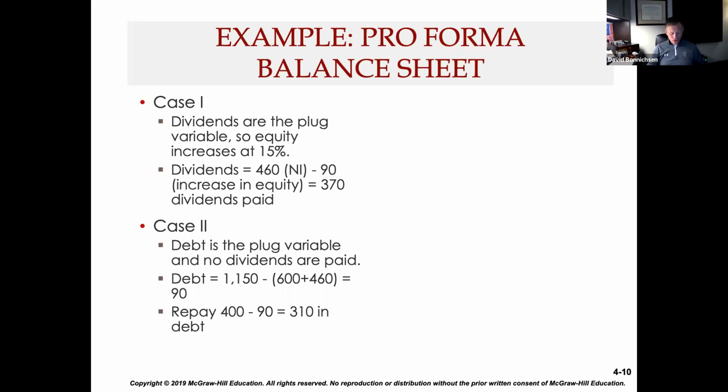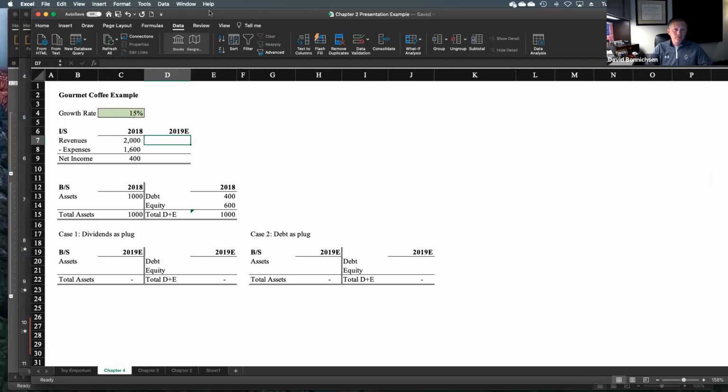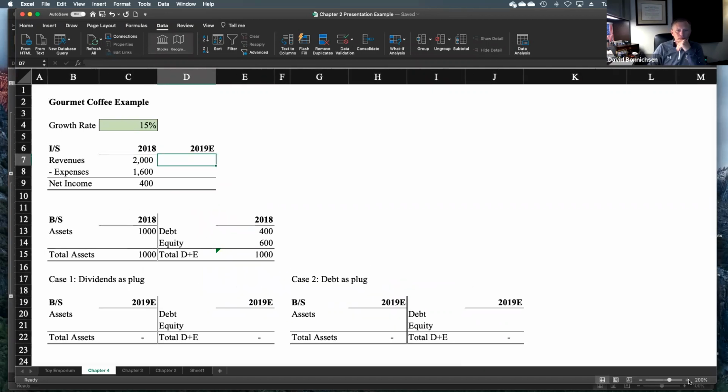Now switching over to the balance sheet. If we look at two different cases where we have to have a plug variable, I'm going to go over to Excel, just to make things a little bit easier. In Excel, we're going to build the pro forma for the income statement. I just brought the numbers over from this gourmet coffee company.